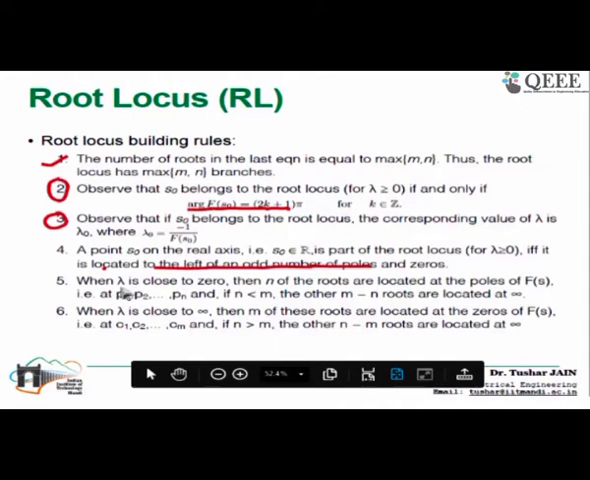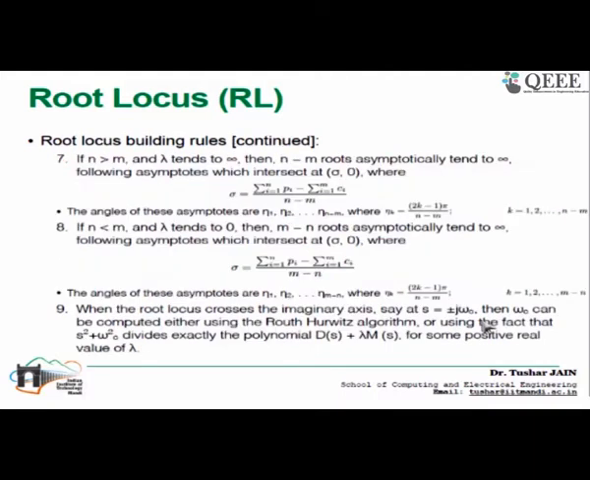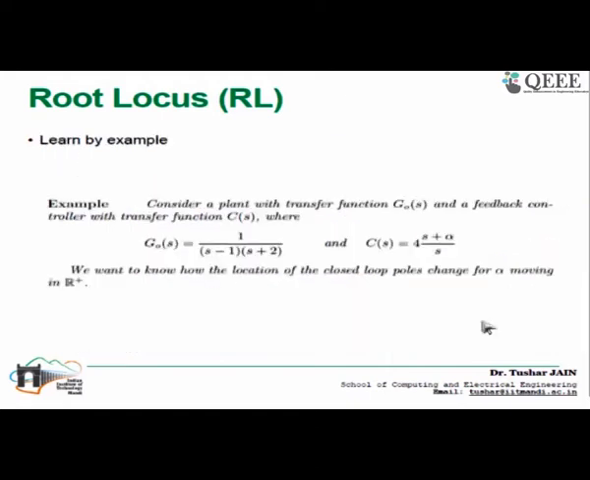Now the fifth rule says, when lambda is close to 0 in the last equation, then n of the roots are located at the poles of f of s. When lambda is close to infinity, then m of these roots are located at the zeros of f of s. I suppose you must have these slides with you. So I would recommend that you take this rule book in your hand, which constitutes these 9 points, so we can straightforwardly go through how you can plot directly using this rule book.